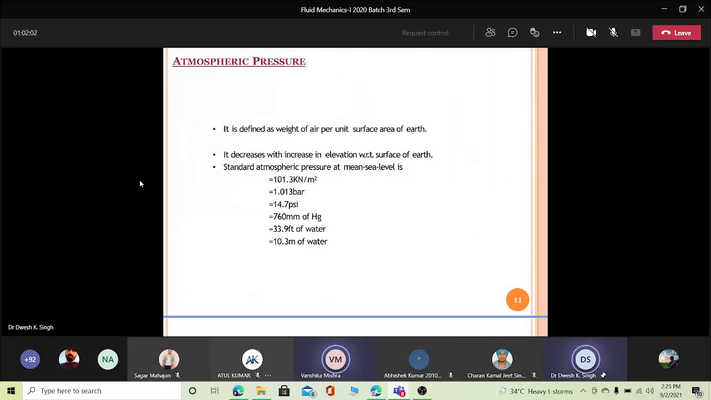Now I think our time is over, but let me complete this atmosphere. I think all of you are aware of atmospheric pressure because we have already discussed it. But this atmospheric pressure is counted in different units. Here this is 101.3, the unit is kilonewton per meter square. Here you will find bar. Then, as I told you, this is equal to pound force per square inch. And it is also counted in terms of the mercury height.